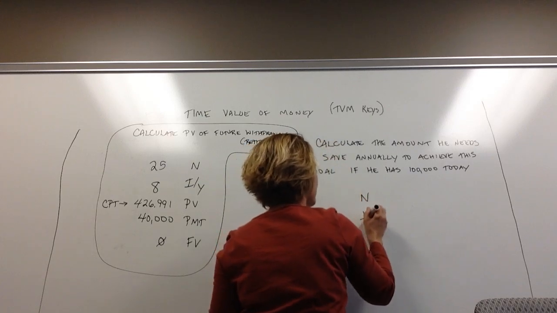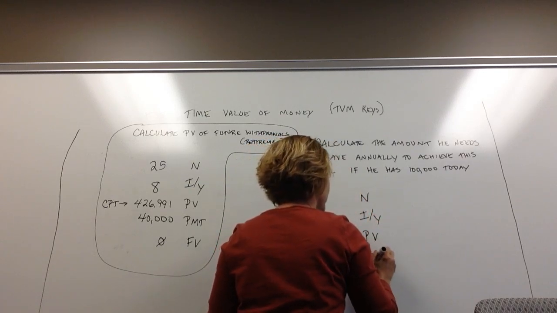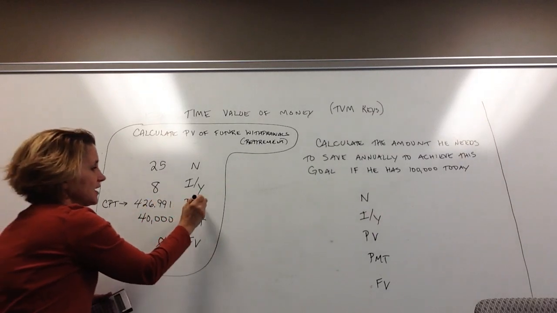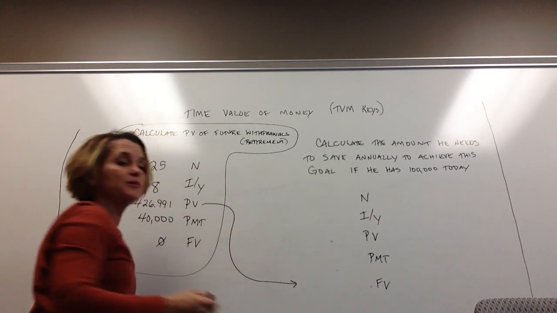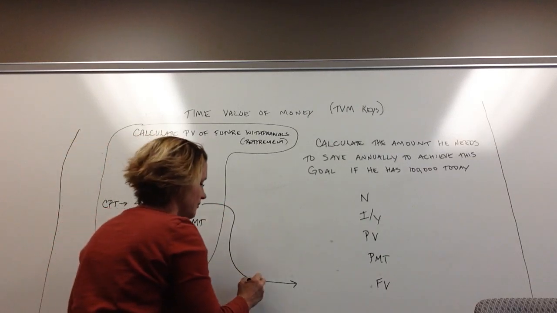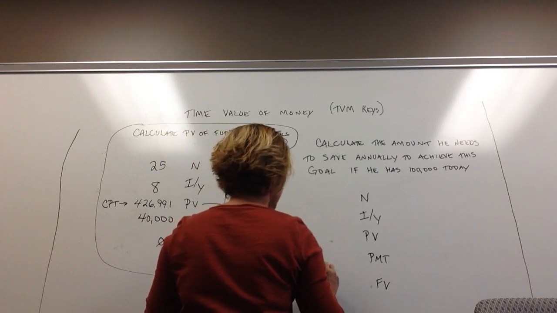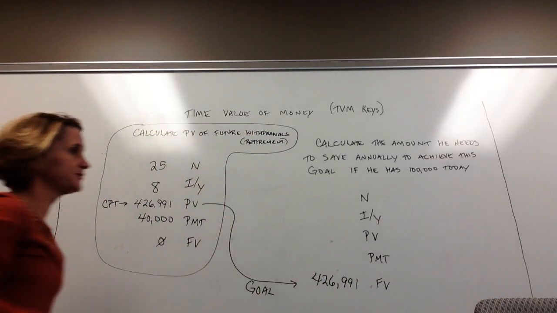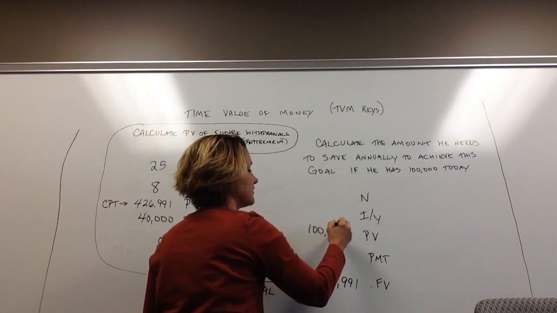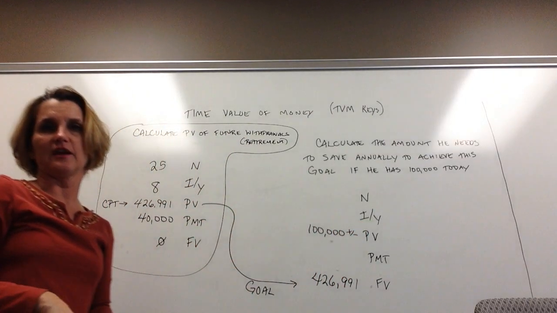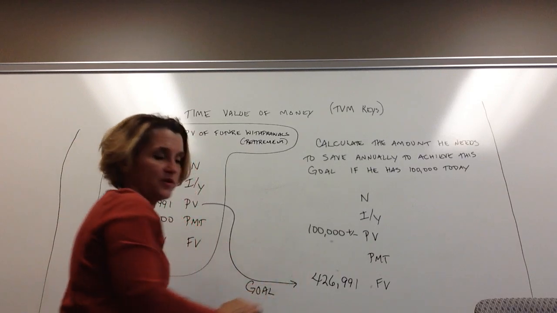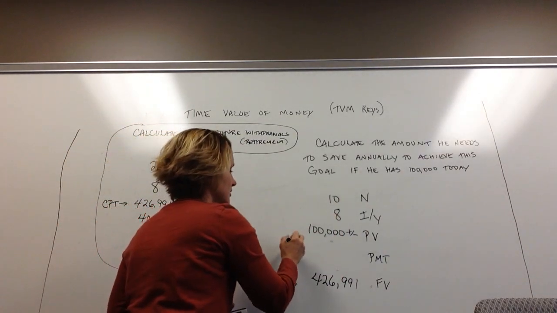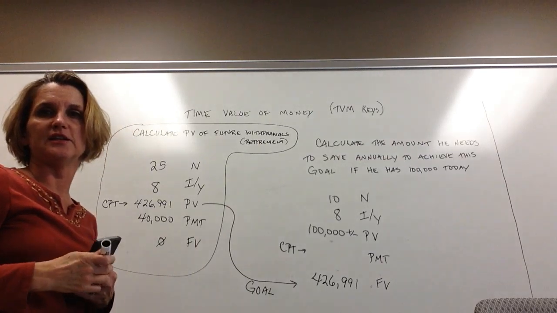So then now we go back to our time value of money keys. And then what we just computed here, because this is what he needs the day he retires, it becomes a future value. It becomes our goal. So our goal is for him to have $426,991 the day he retires. He currently has $100,000 today. Make that negative though, or you're going to get the error on your calculator because he's starting with this. He wants to end up with that. He only has 10 years to save, and he's earning that 8%. So then we can compute the payment, which will be the annual amount that he needs to save.